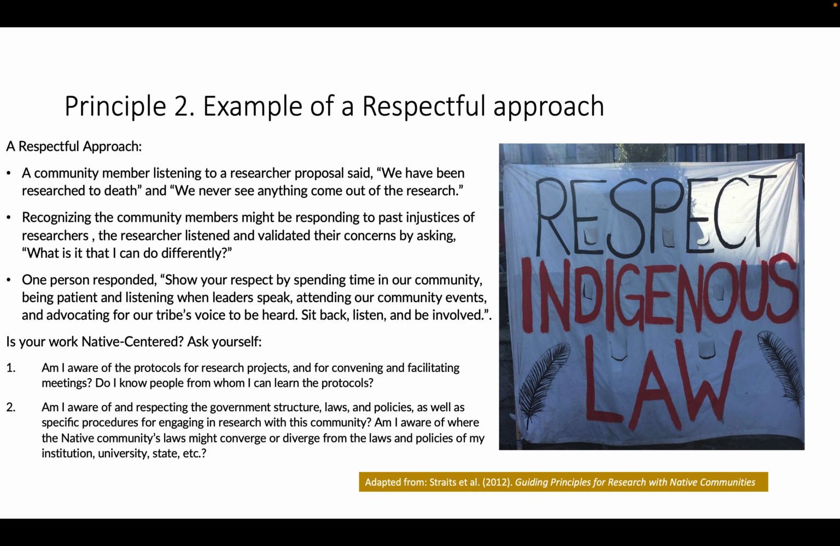Do I know people from whom I can learn the protocols? Am I aware of and respecting the government structure, laws, and policies, as well as specific procedures for engaging in research with this community? Am I aware of where the Native community's laws might converge or diverge from the laws and policies of my institution, university, state, etc.?